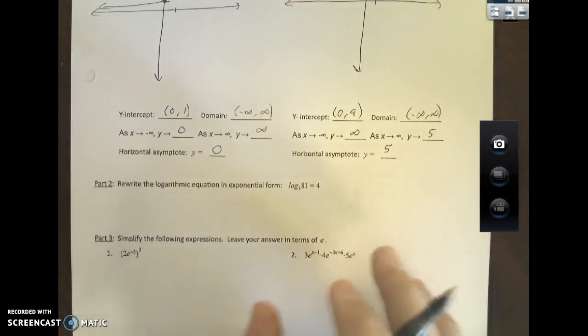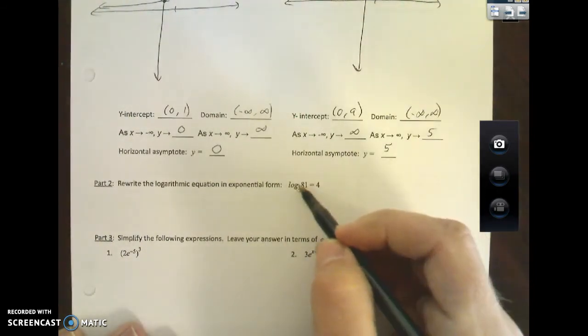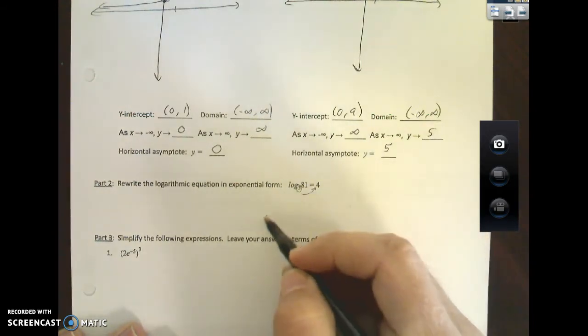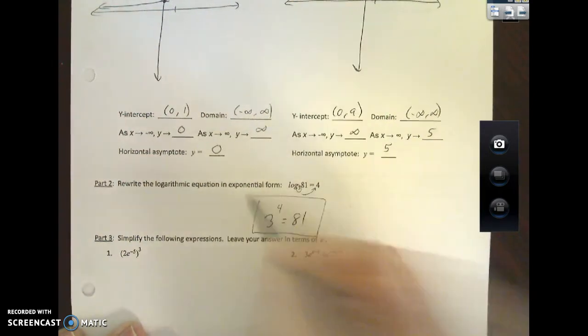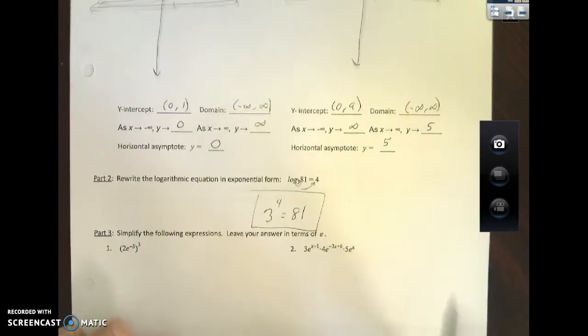Number 2, rewrite the following logarithmic equation in exponential form. You take the base of your log, you raise it to this power, and you set it equal to what's over here. So 3 to the 4th equals 81. And you are set. That's it. This is exponential form, this is logarithmic form. They are equal to one another.